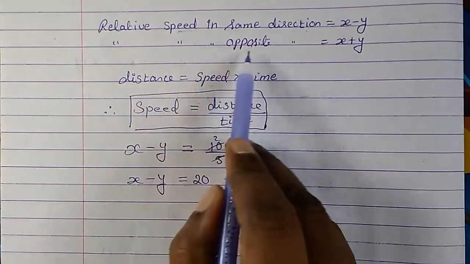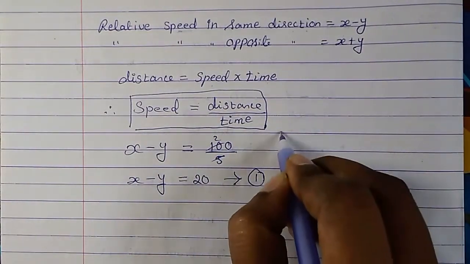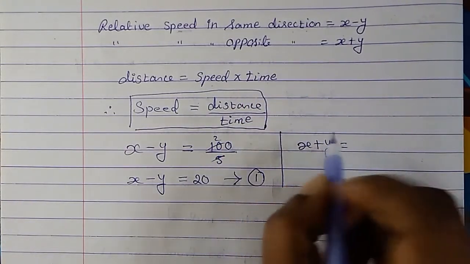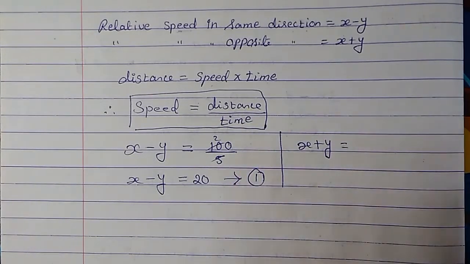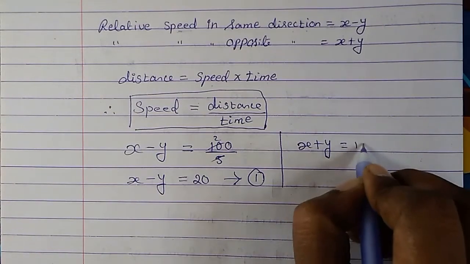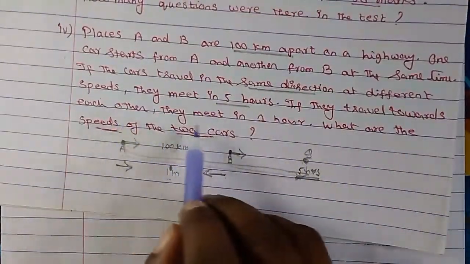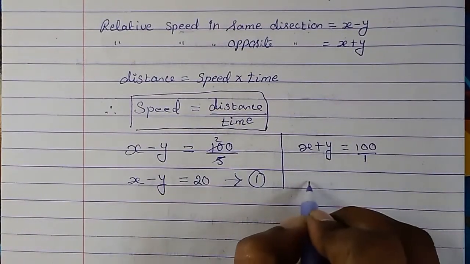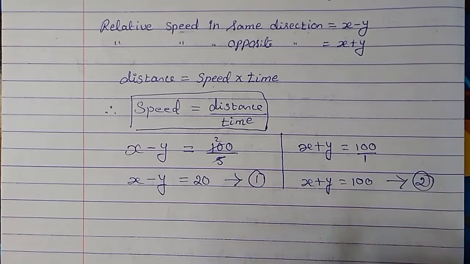Now we will calculate the speed in the opposite direction. Opposite direction means it was x plus y. And what was the distance they had? The distance was the same, 100 kilometers. And what was the time? The time was 1 hour, because in the opposite direction, if they travel towards each other, they meet in 1 hour. So the time was 1. That means x plus y equal to 100. This becomes our equation 2.